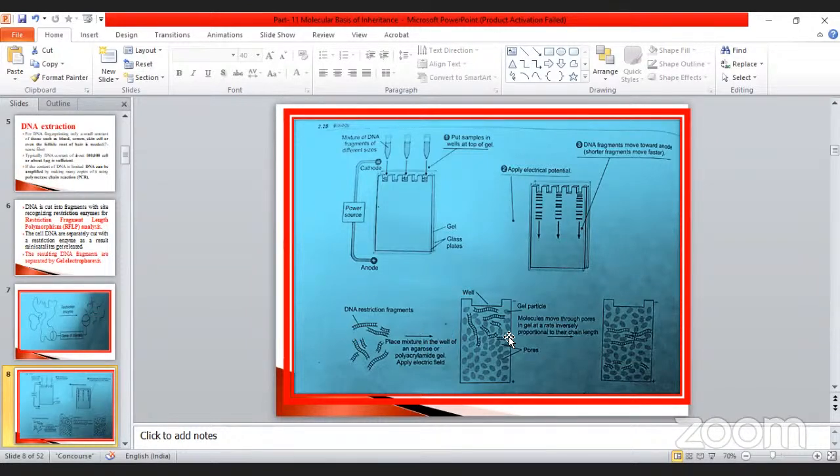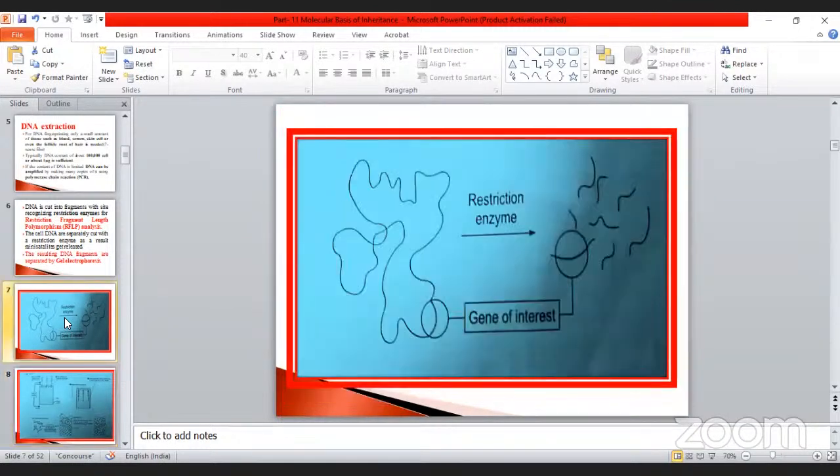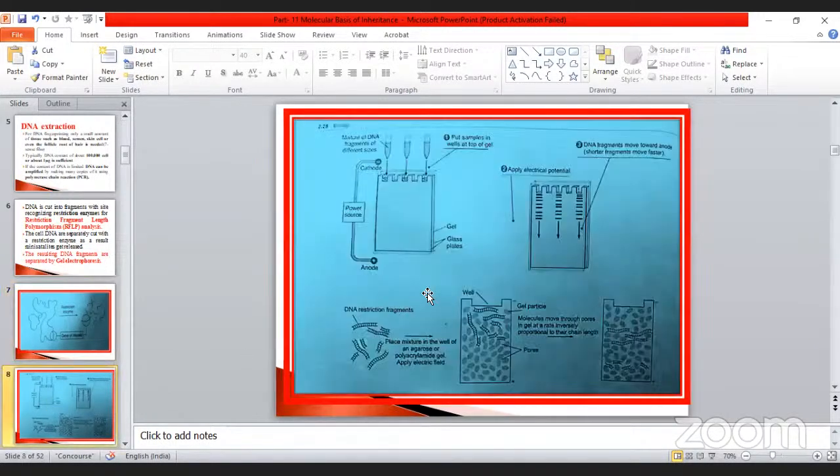Then it may be transferred from the gel electrophoresis with the help of nitrocellulose or nylon paper. Then it can be further processed. This is the important thing, my dear students. First of all, selection of the sample, DNA extraction, cutting into small pieces or fragments with the help of restriction enzymes. After that, the desired gene is kept under the further process, which is called gel electrophoresis.